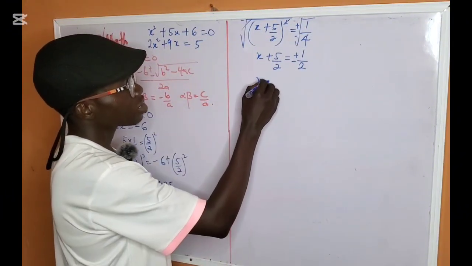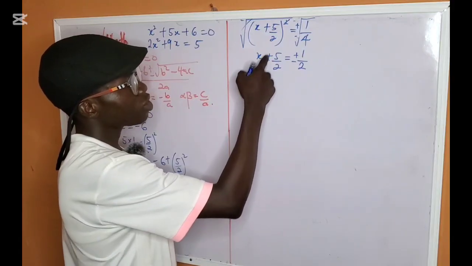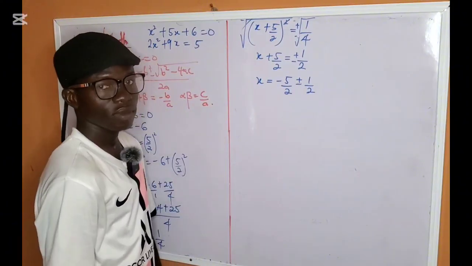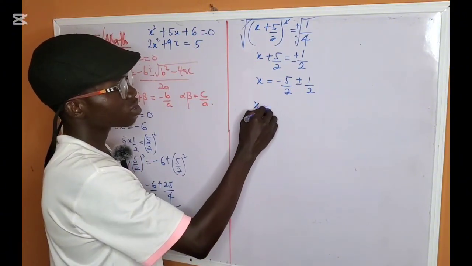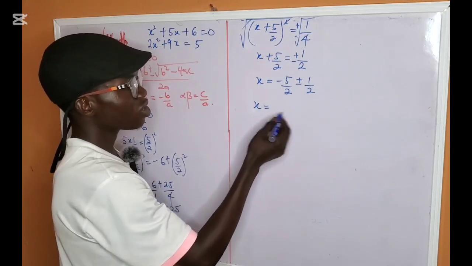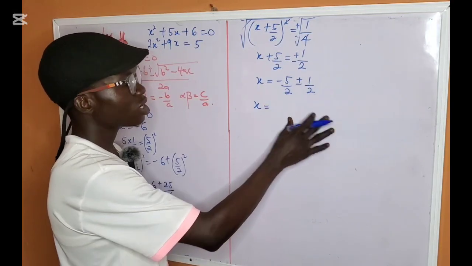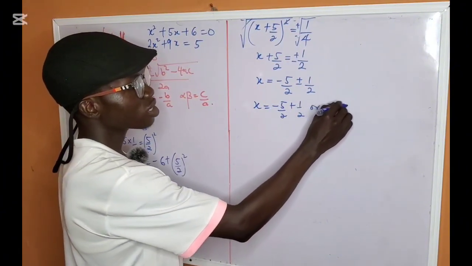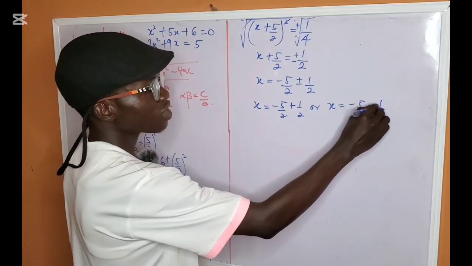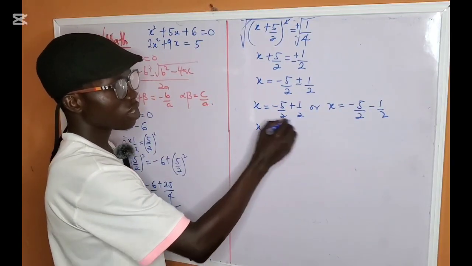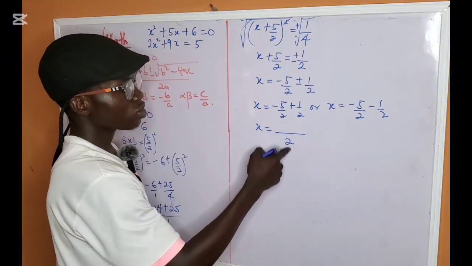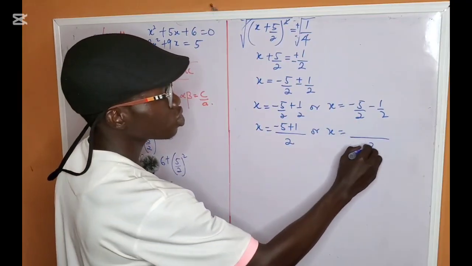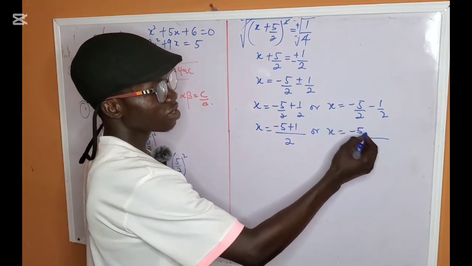So this is going to be x equals, I will take this to the other side, that's minus 5 over 2 plus or minus 1 over 2. Therefore, instead of finding the LCM, we can just take the ones with plus and the ones with minus. Minus 5 over 2 plus 1 over 2, or x equals minus 5 over 2 minus 1 over 2. So x equals, the LCM of 2 and 2 is 2. So that will give us minus 5 plus 1, or x equals minus 5 minus 1.